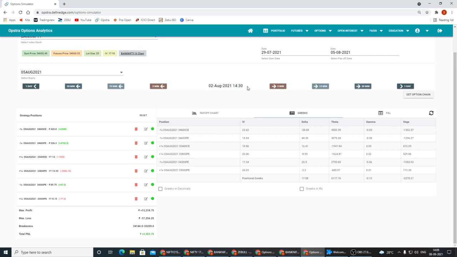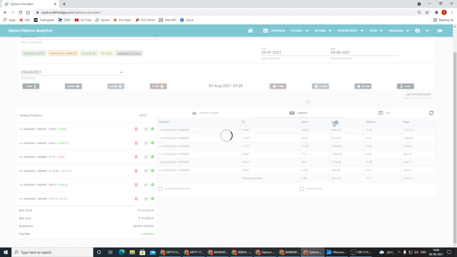So the time is now 2:30. Market came down. So market is at 34,700. We are having profit of 2,500. Now we came to end of the day and market is at same place, 2,800 profit. Delta almost matched. Okay, so we'll move to next day.